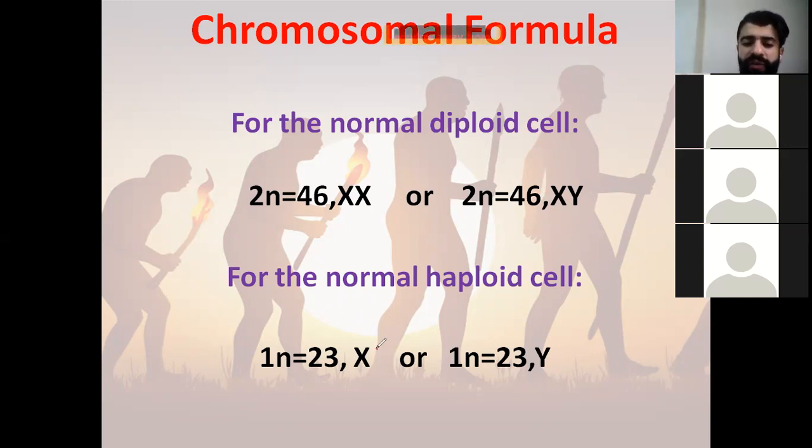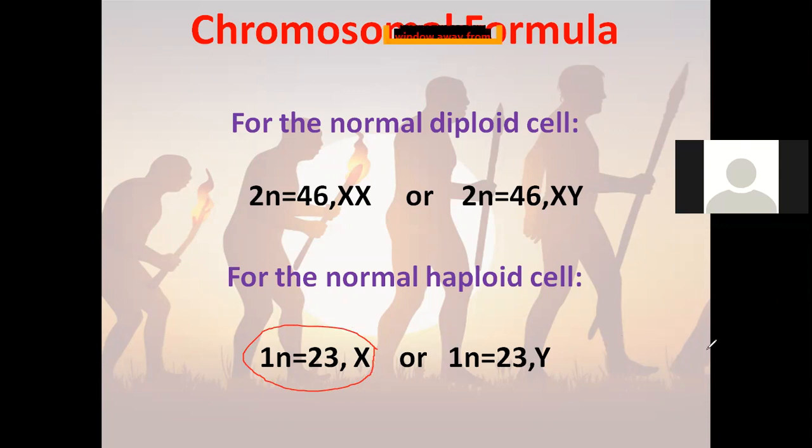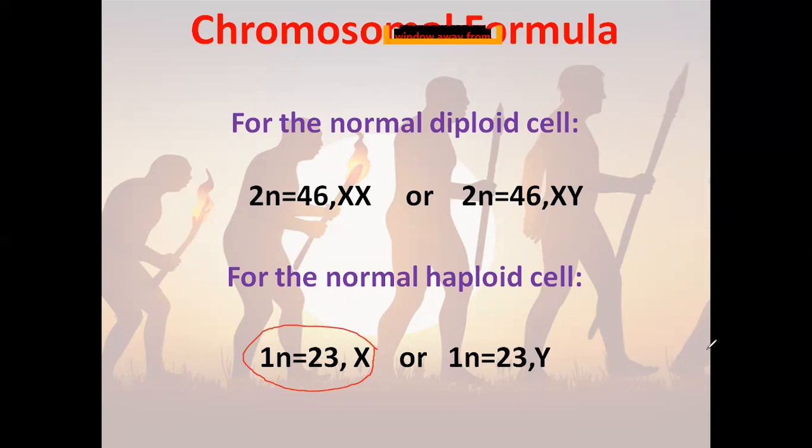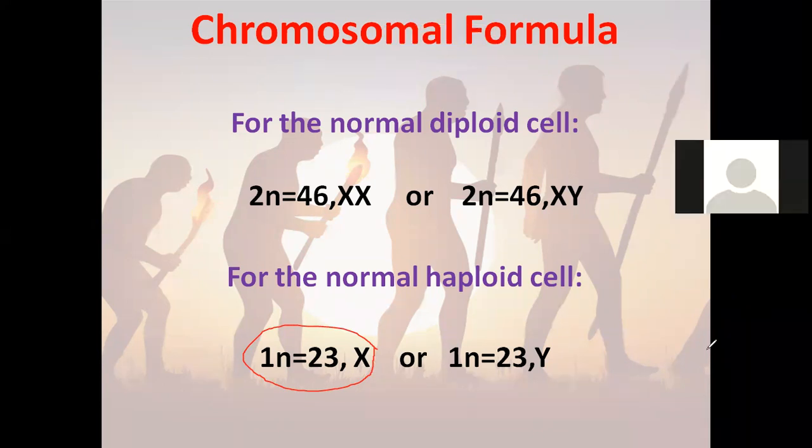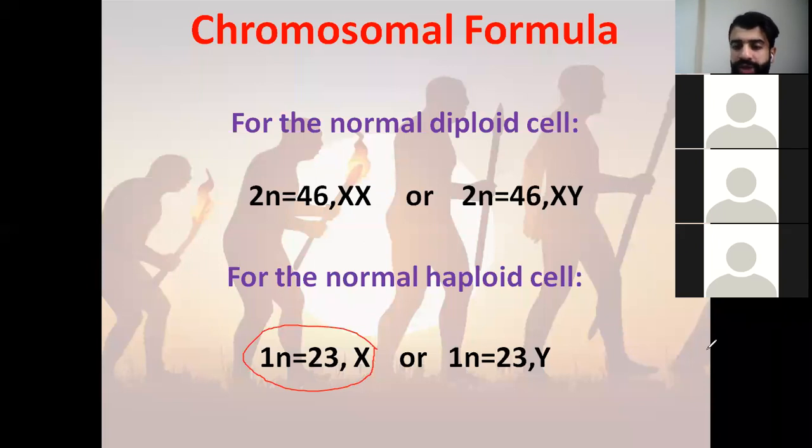So here we have 1n equals 23, comma, X or 1n equals 23, comma, Y. This will be the case of what? 1n equals 23, comma, X, for the sperm or the ovum? What do you think? Let's move to you students. Honey, what do you think? It comes from the male gamete or the female gamete, the sperm or the ovum. The female gamete, meaning that it is from the ovum only.